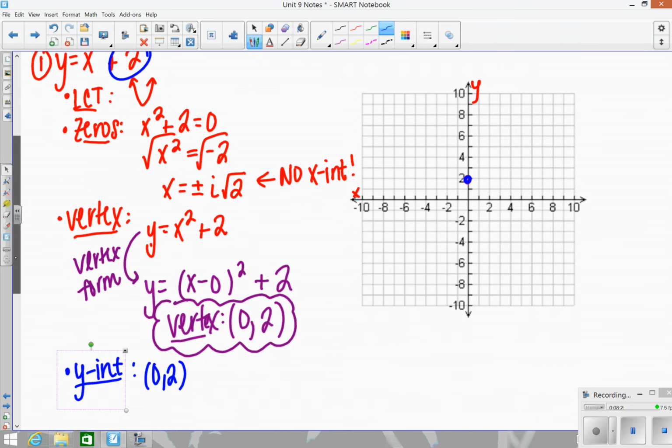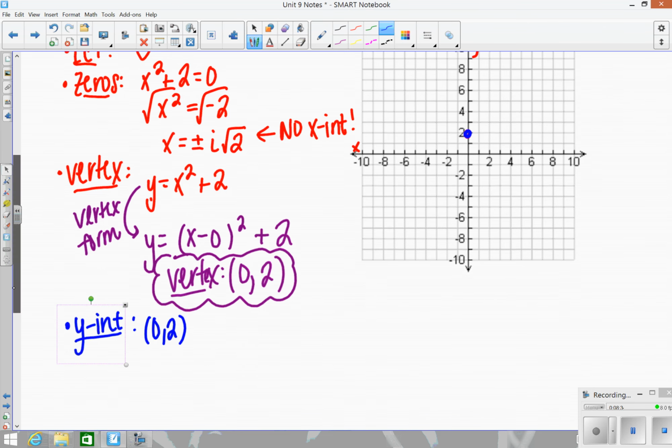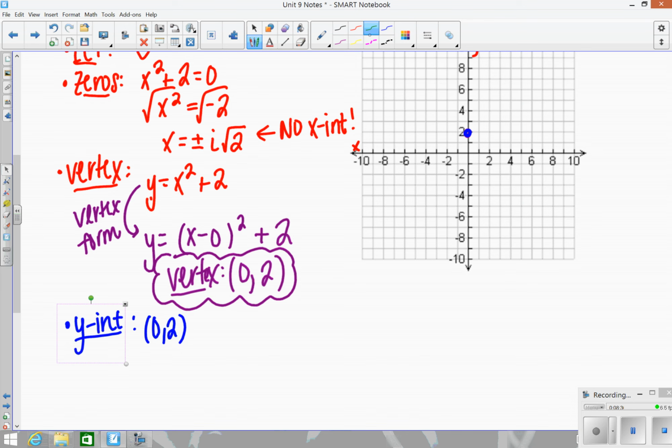Now I know that that has to be the vertex, so that means everything else is going to be symmetric around this point. So now what I need to do is figure out some more points since I only know the vertex. So what I'm going to do is find some more points.